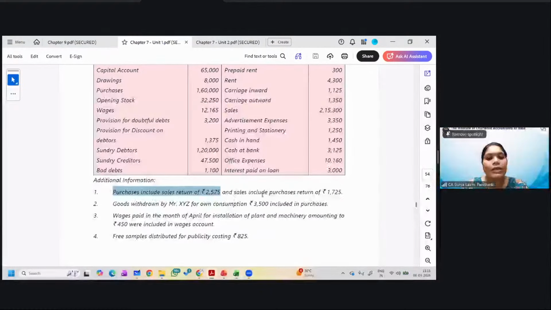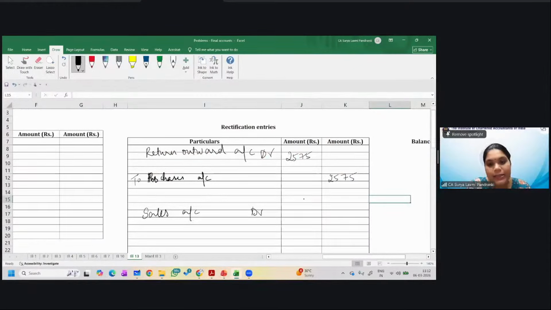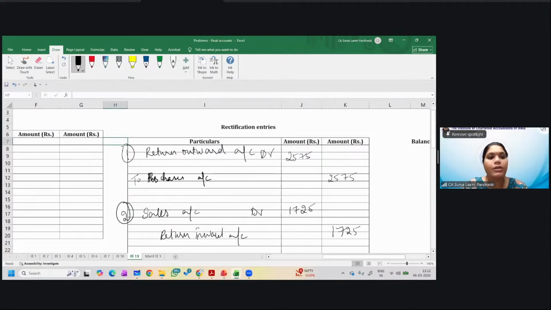Now the next one is what? Sales include purchase returns, correct? Sales are including purchase return, which should not be done. So sales have to come down, which means you will have to debit sales account. So I'm debiting sales account by 1,51,725, and this will go to return inward account or the purchase returns account. So I've posted two entries here: one is the return outward account and the other is return inward account, because inward was not there in inward and outward was not there in outward. Both of them went to purchases and sales account separately. So both these we have corrected now.